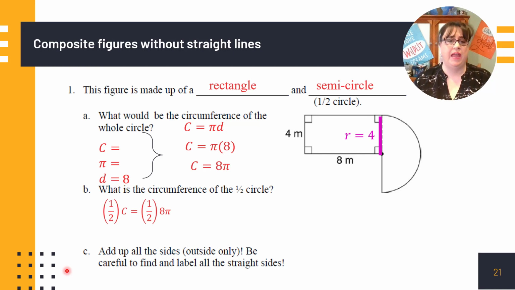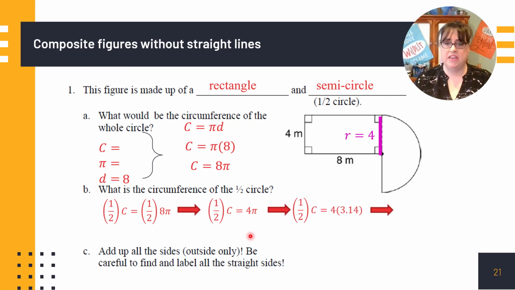So 1/2 of 8 pi. This is why I like keeping it as pi's, because I can do 1/2 of 8, and 1/2 of 8 is 4. Now that I have that half of the circumference is 4 pi, I'm going to go ahead and change that into the decimal now. So 4 times 3.14 is 12.56. This just made it easier to keep it and make that calculation at the very end. And so now I know that to go around that semicircle portion from edge to edge, so that means from this edge all the way around to this edge, is 12.56.